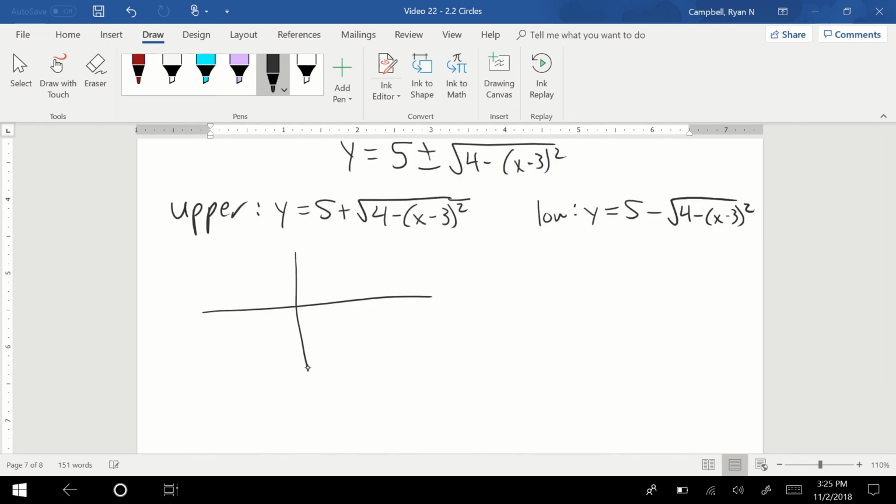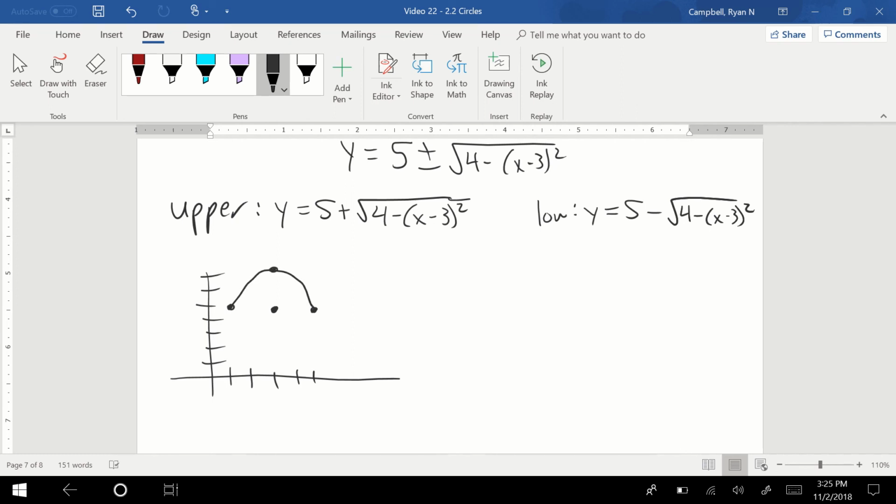So starting at 1, 2, 3, 1, 2, 3, 4, 5. So 3, 5. And then it's 2. So the upper, it goes over 2, up 2. That's what it looks like. The lower, right? Same thing. 1, 2, 3, 1, 2, 3, 4, 5. So over 2, down 2. So that's the lower.